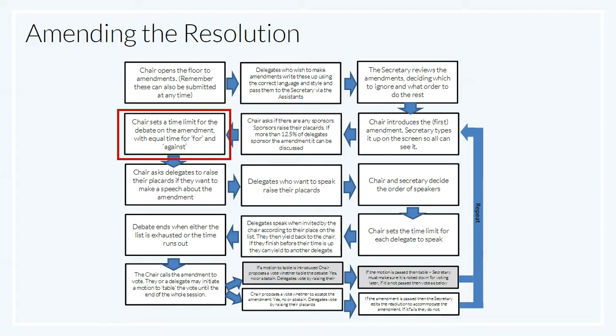Let's have 10 minutes. Let's have 2 minutes. Okay? And they'll say, right, if we have 2 minutes, that's 1 minute for, 1 minute against. If we have an hour, half an hour for, half an hour against. And once they set the time limit, what's the next step? Right, who wants to talk? And then they raise your placards.